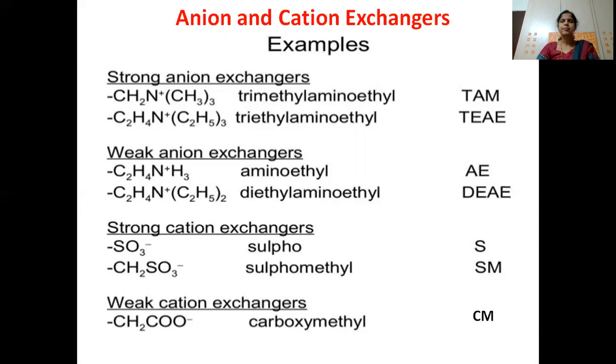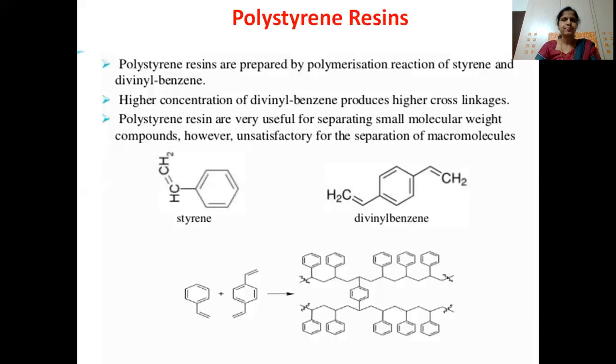What is the principle behind ion exchange chromatography and what are the various types of ion exchangers? Ion exchangers are mainly classified into two types, anionic and cationic, and under that we can again classify based on their strength, that is whether they are strong or weak, with some examples.